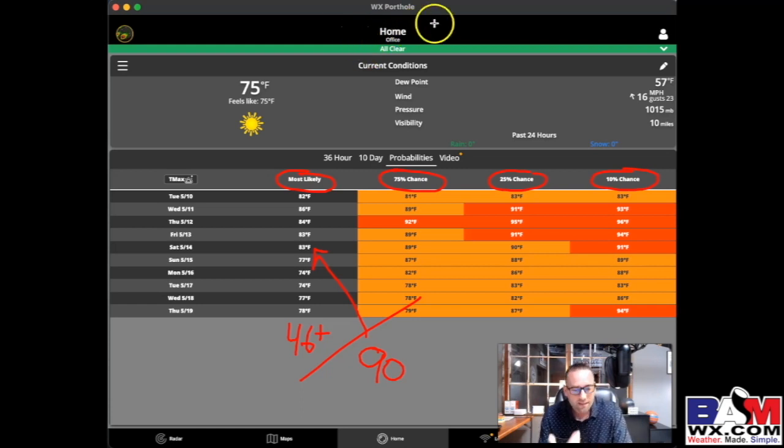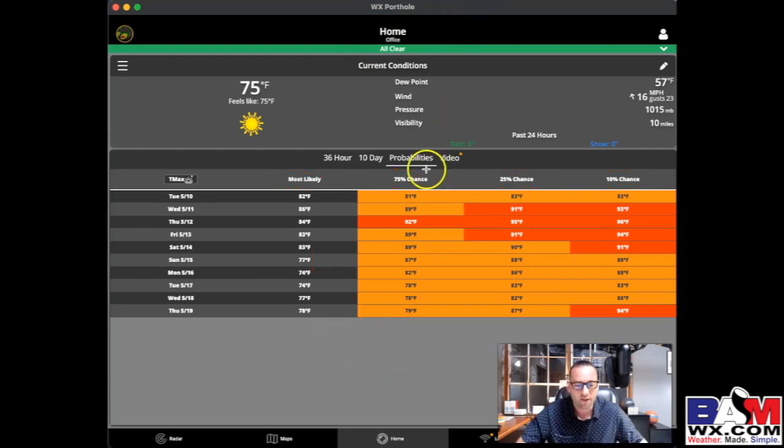So in this instance, where you see the 75% chance or the 25% chance, this is essentially saying that there's a 25% probability of at least the value shown occurring for your location. For example, there's a 25% probability of 91 degrees, but the most likely is 86. It means that we have a few ensembles out of 90, probably somewhere around 10 or 15 of them, that are suggesting temperatures could be over 90 degrees, where they could overachieve.